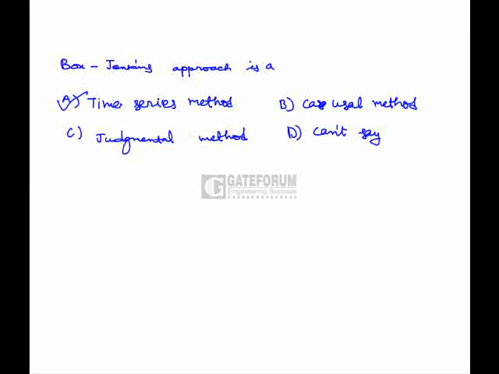Box-Jenkins approach is, here the options are A time series method, causal method, judgment method, and can't say. So the right answer is A, time series method. Box-Jenkins approach is called a time series method.